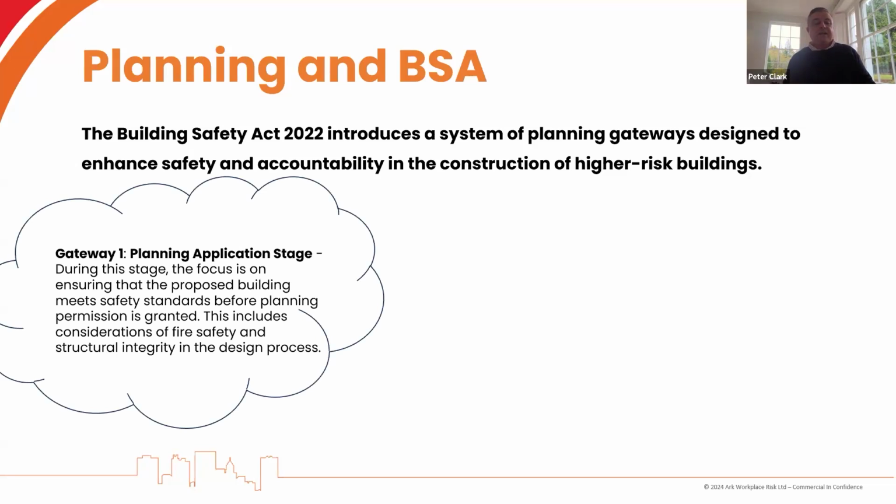So there are 3 gateways. Gateway 1 is the planning application stage. The focus here is that we get things right from the start. The building must meet safety standards before planning permission is granted, when it's submitted. This includes considerations of fire safety and structural integrity in the design process. So there's an awful lot of hoops to jump through right from the start, quite rightly so too.